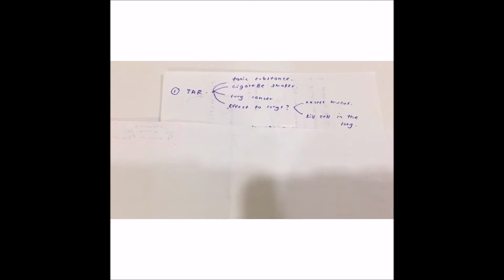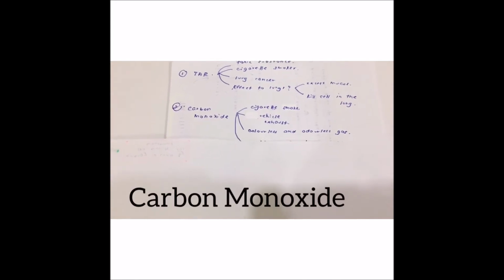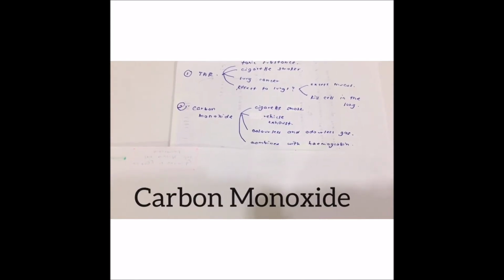Tar is a toxic substance found in cigarette smoke. Tar causes lung cancer. How it affects the lung is that it produces excess mucus and it kills the cells in the lungs. Carbon monoxide is found in cigarette smoke and the exhaust of a vehicle. It is a colorless and odorless gas.